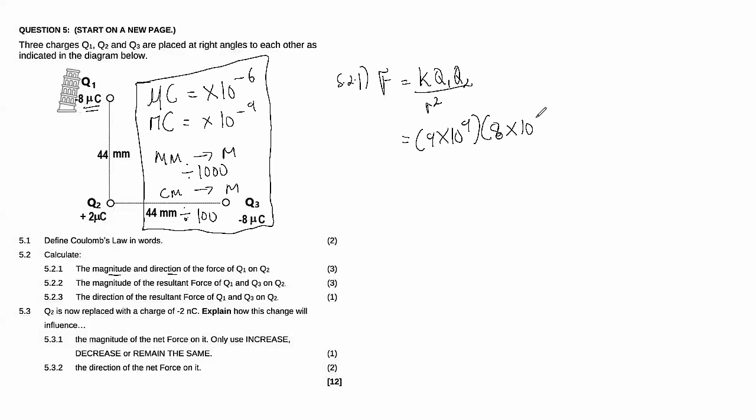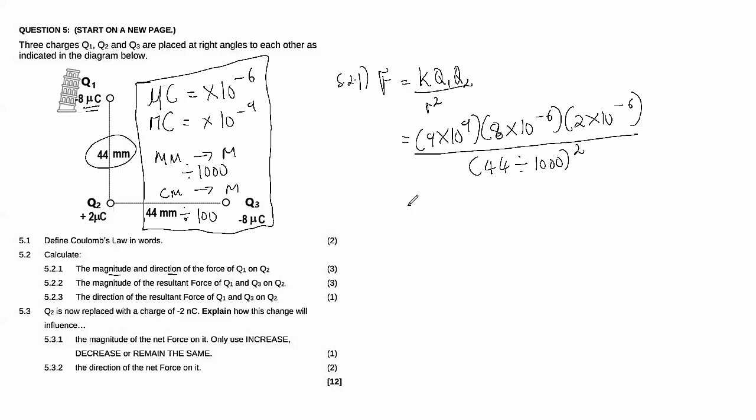So that's 8 times 10 to the exponent of -6. Remember, we converted. And then the Q2 has to be written as 2 times 10 to the exponent of -6. Now, what is the distance between these 2 charges? That's 44 millimeters. But we're not going to write that one because, remember, we are not looking for the distance in terms of millimeters, but in terms of meters. So that's 44 divided by 1000, and then square that. Now, at this point, you just need to grab your calculator and punch everything exactly as it appears on your screen.